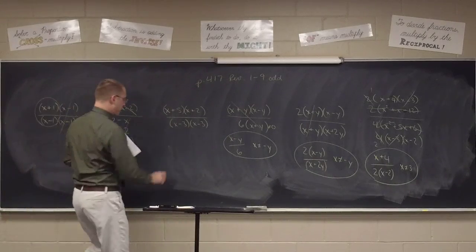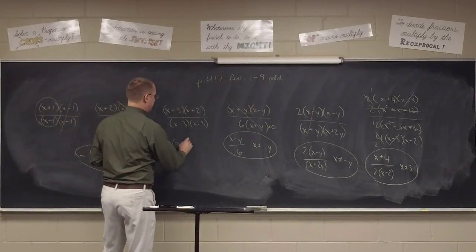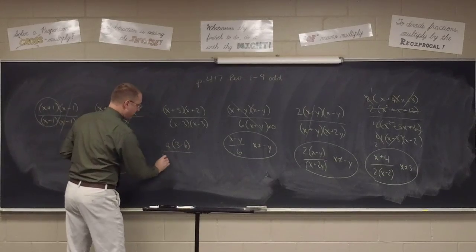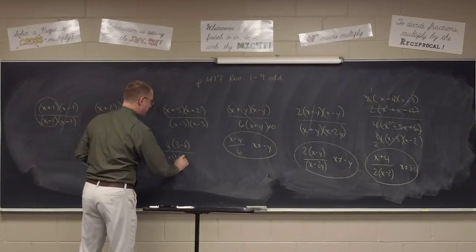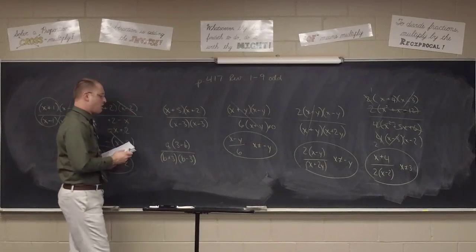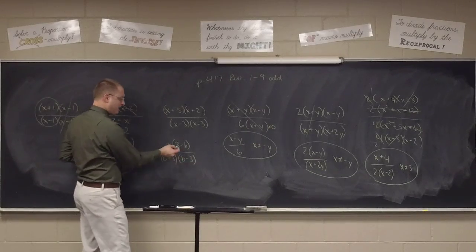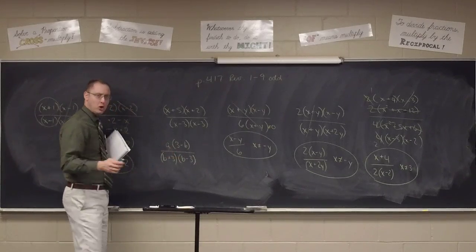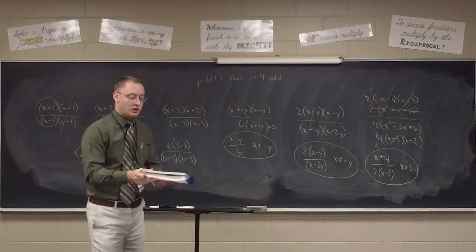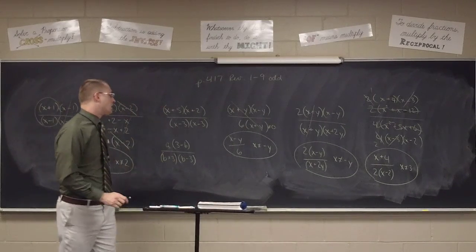For number 35, you should have pulled out an a to leave us with 3 negative b. In the denominator, you should have factored into a sum and difference, b positive 3, b negative 3. And we notice that 3 minus b and b minus 3 are really close, but they're not the same, because remember, subtraction is not commutative.